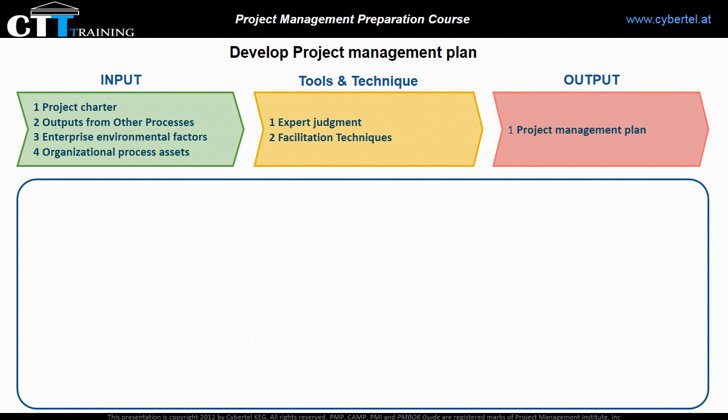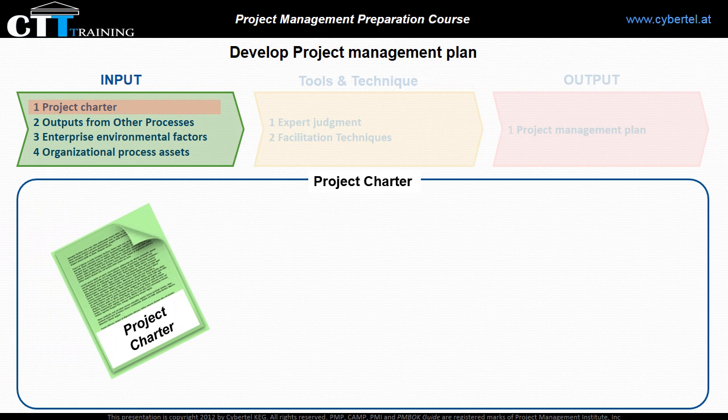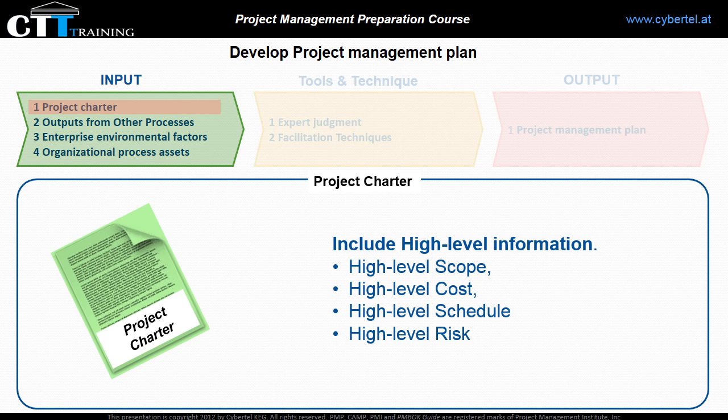The first input to develop the project management plan is the project charter. We learned in a previous episode how the project charter is created and which information it includes. We will need the high-level information of scope, cost, schedule, risk, and other assumptions from the project charter to develop the detailed level information in the project management plan.